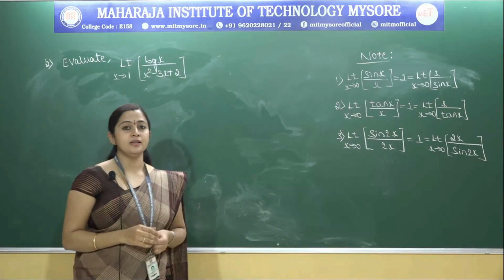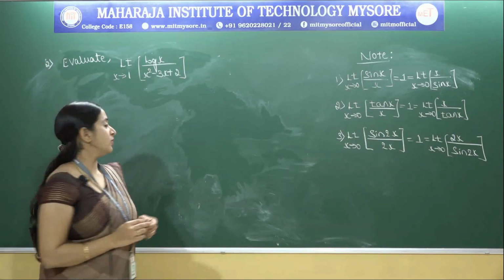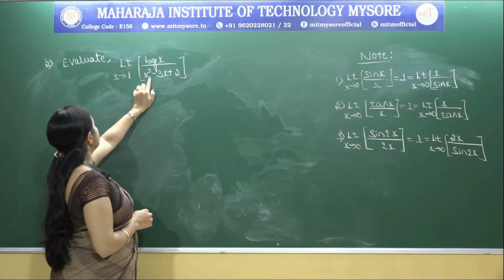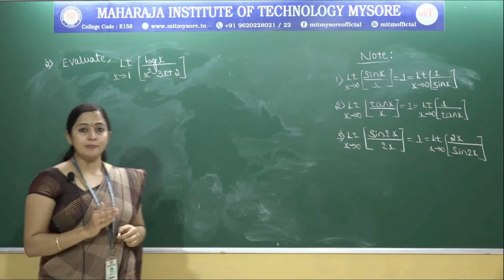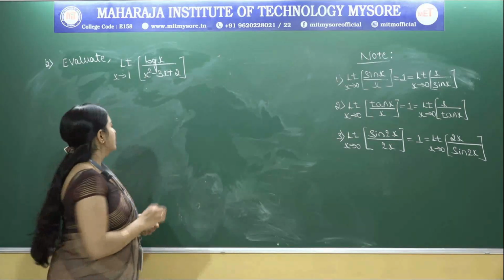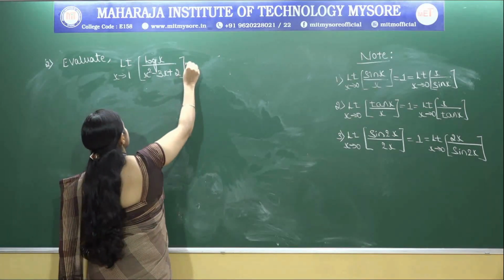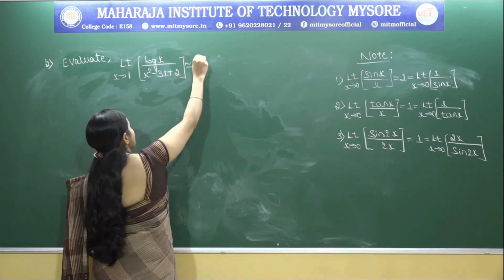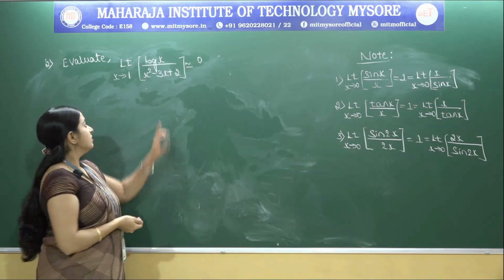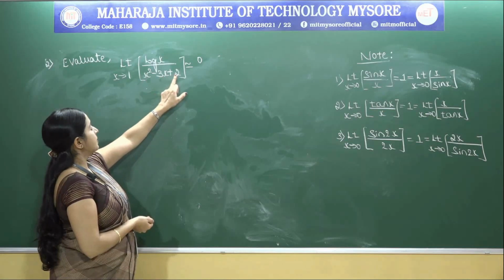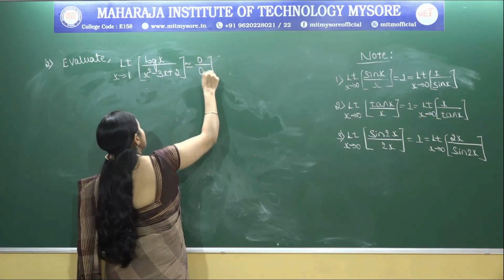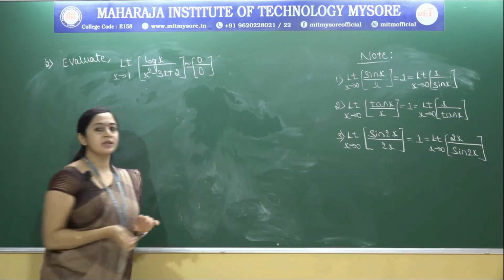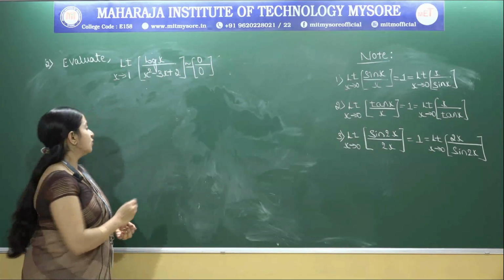The second example, evaluate the limit of log x divided by x square minus 3x plus 2 as x tends to 1. First you apply the limit for this problem. So for numerator, the log 1 is 0. Denominator, here 1 minus 3 plus 2, you will get the denominator is also 0. So it is 0 by 0 form. Then apply the L'Hospital rule.